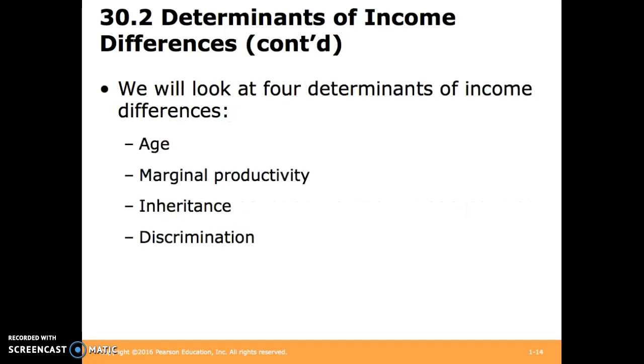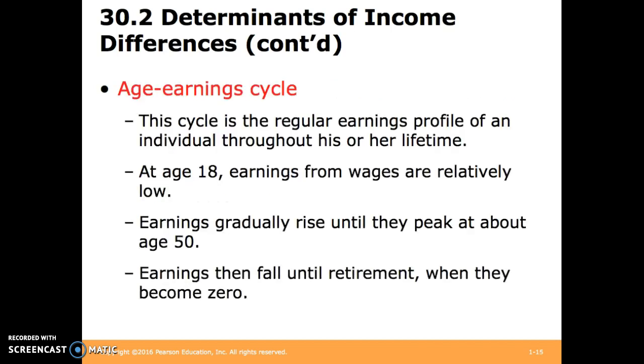Let's look at 4 determinants of income differences. They are age, marginal productivity, inheritance, and discrimination. The age earnings cycle is the regular earnings profile of an individual throughout his or her lifetime. Roughly, earnings from about age 18 are relatively low, and they gradually rise until about age 50, where they start to fall again until retirement, where they become zero.